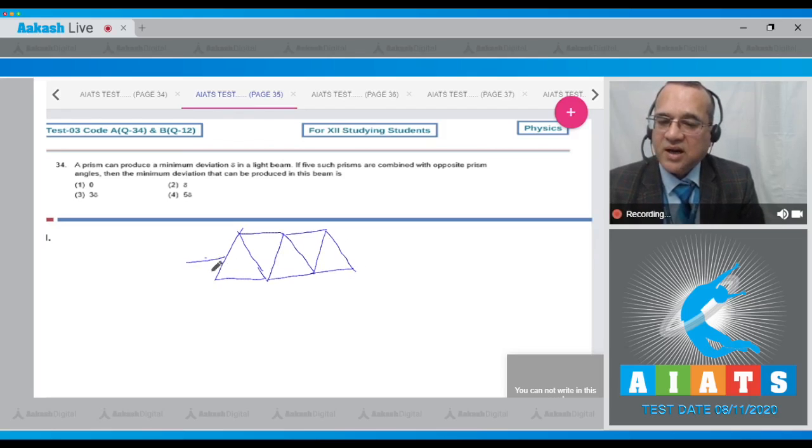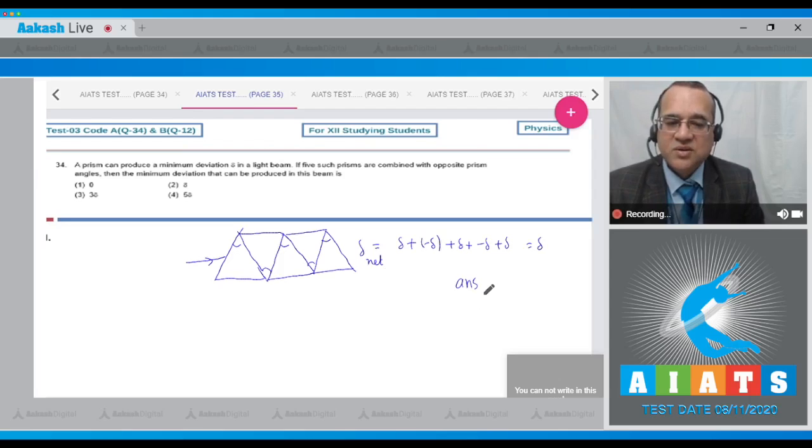As this ray enters the first prism, there is a deviation of delta, but the second prism is placed reversed with the same angle of prism and material, so this will produce a deviation of minus delta. Now when the ray crosses the third one, the deviation will be delta, and the next deviation will be minus delta, and the last deviation is delta. So therefore the net deviation in this case is equal to delta. Your second option is delta. So the answer to this question is delta.